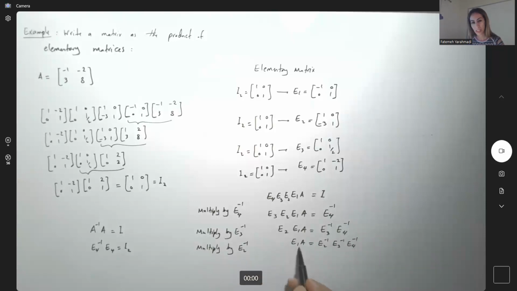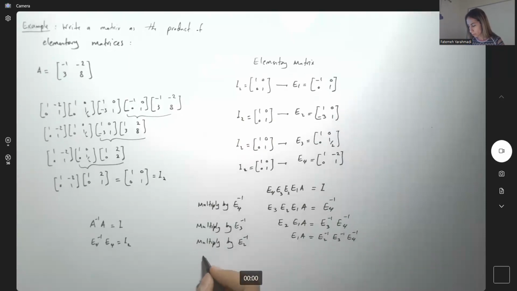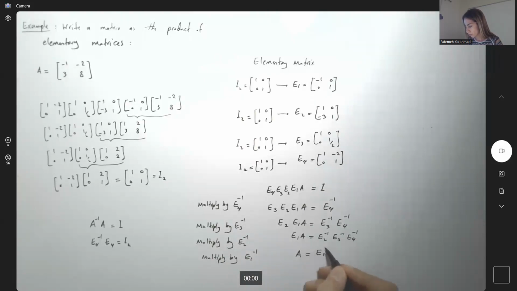And finally, I need to get rid of E1. So multiply by the inverse of E1. So E1 inverse times E1 generates the identity matrix, and A becomes E1 inverse times E2 inverse times E3 inverse times E4 inverse. So we are able to write A as the product of elementary matrices.